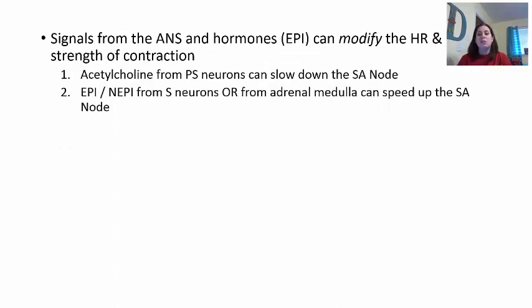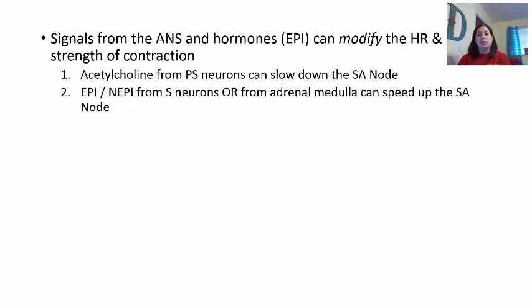Now, signals from your autonomic nervous system and your hormones like epinephrine can modify your heart rate. They can increase the speed of the heart rate, and they can increase the strength of the contraction of the heart muscle. Because of this, they can alter your heart rate. So it's not always just sitting at, say, 75 beats per minute.